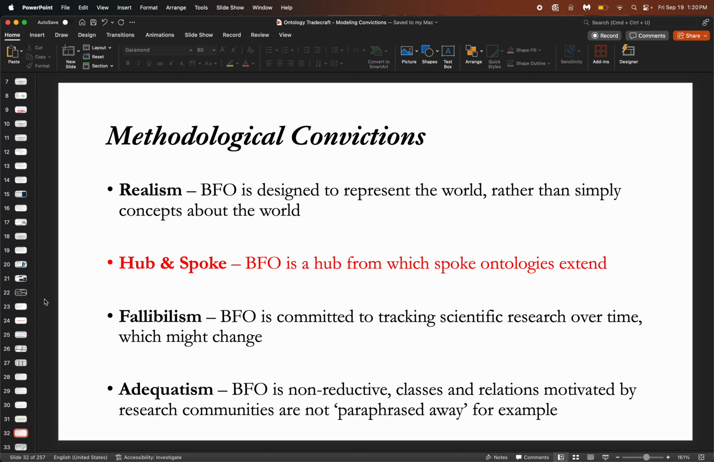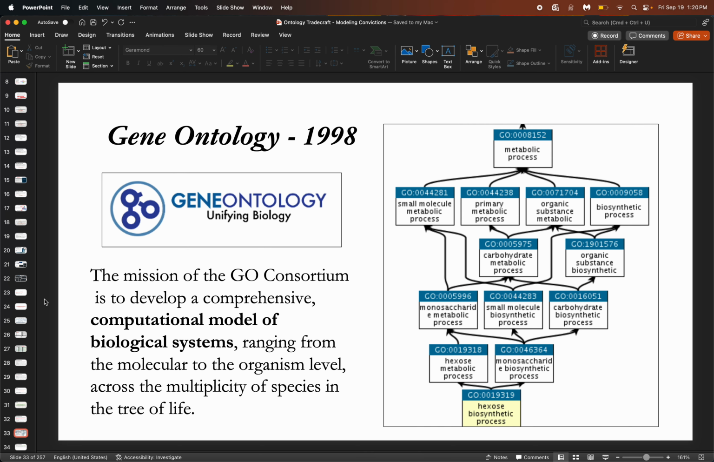Hub and spoke is also a cornerstone of BFO modeling. And this is just basic software development principles. This is modularism and extensions. But it's born out of the early days in '98, the development of a central hub to organize a great deal of data that emerged out of the Human Genome Project. And you see here the mission, the Gene Ontology is sort of like an opening salvo in the communities.